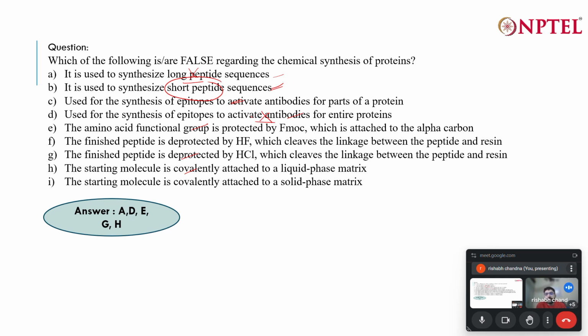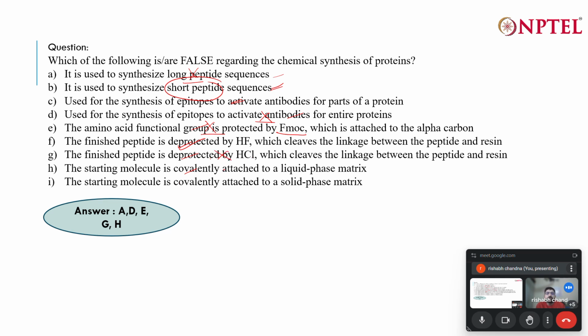Then E, the amino acid functional group is protected by FMOC, which is attached to the alpha carbon. No, this is also not correct. Then the finished peptide is deprotected by HF, which cleaves the linkage between the peptide and the resin. So yes, this is correct. HF is basically used to cleave the peptide and resin linkage. Now, the finished peptide is deprotected by HCl, which cleaves the linkage. No, HF is used, so this is also false.